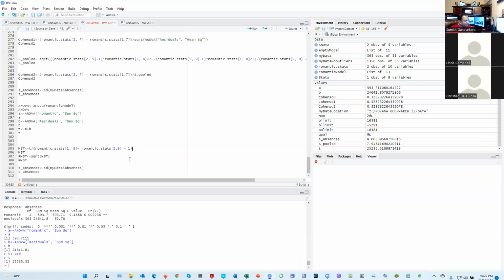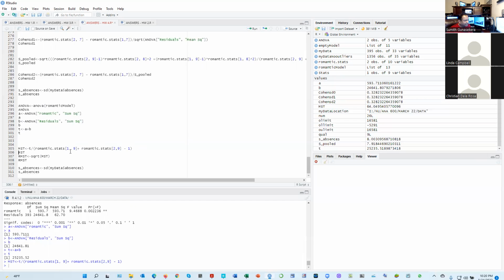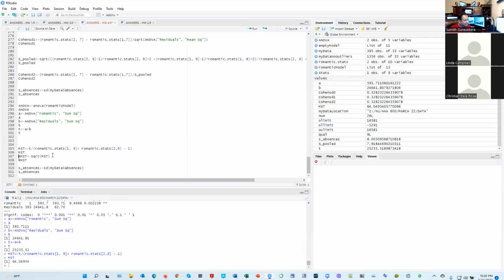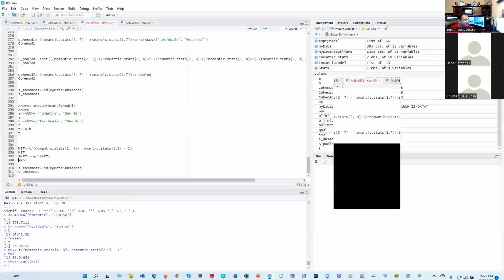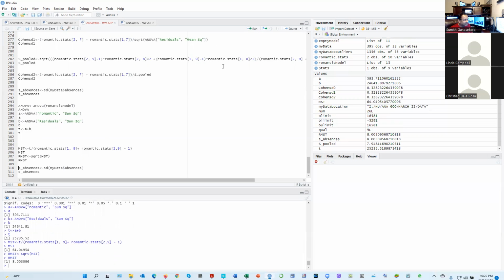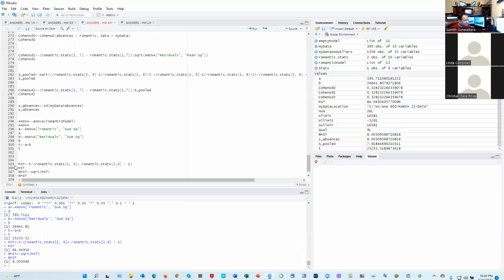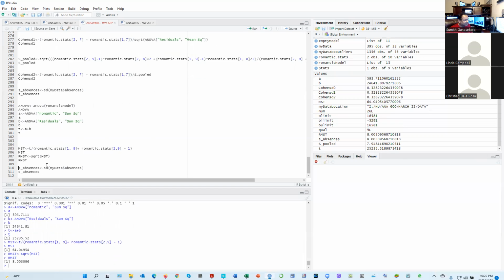Its degrees of freedom is n minus 1. Capital N means the sum of both groups. Okay, which is mean square total. I take the square root of that one. Root mean square error and the number of absences. See, root mean square error. You can get another way. See, that's the S of absences.